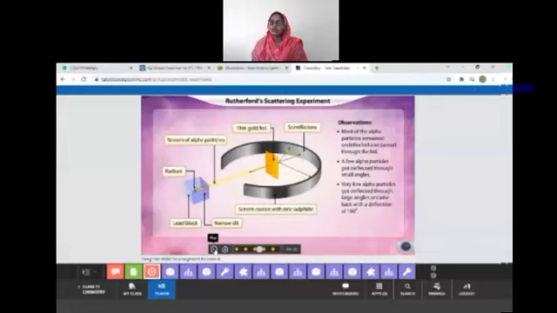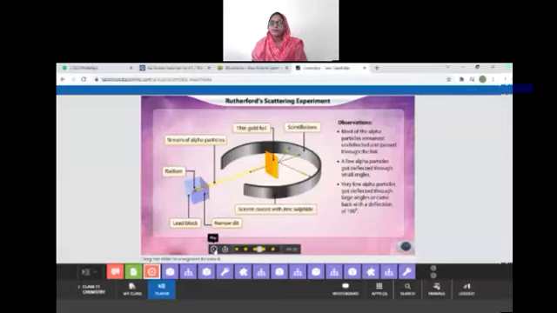Can anyone tell me what the observations are? What is the first observation? Most of the alpha particles pass through the gold foil undeflected. Yeah, that is very good. That was the first observation.